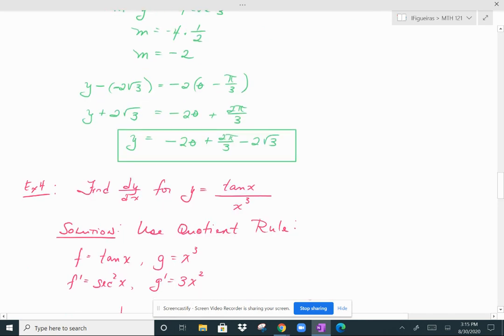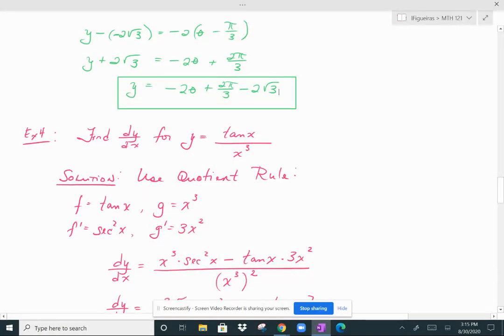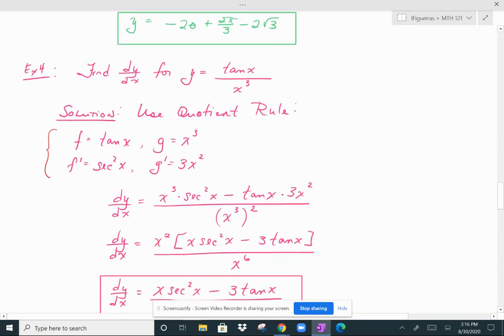Okay, so here's another problem where we're asked to find the derivative, and you're given that y equals tan of x over x cubed. So our function is a quotient, so we need to use quotient rule. So we're setting that up here. I'm letting f equal tan of x, and with quotient rule, the numerator will be f, the denominator will be g. Your f prime is secant squared of x. Your g prime is 3x squared. And then we just have to plug it into the formula.